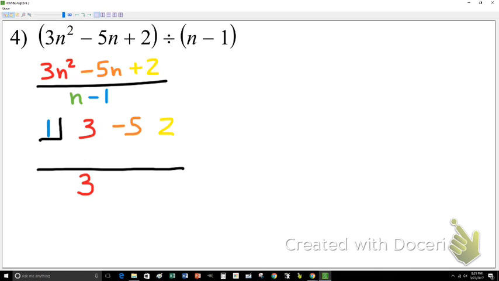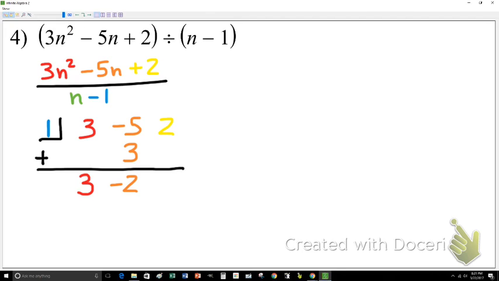And where are we going to put that 3? Well, we're going to put it underneath the next number we have on top there. So we're going to put it underneath the -5. So I'm going to go ahead and place that 3 underneath the -5 there. And the operation that we do with synthetic division is we add. Okay? So we're going to add these things together. So -5 plus 3 would be what? Well, -5 plus 3 is a -2.